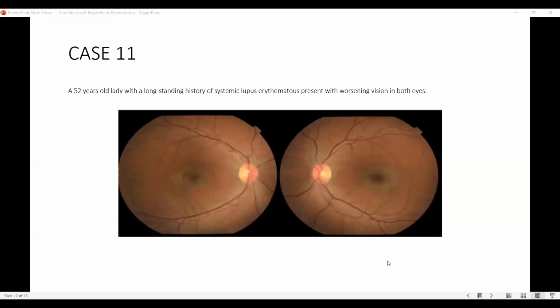Okay, then what about hydroxychloroquine? Are there any particular doses that cause this kind of maculopathy, or any duration? A duration of over 5 years at 200 milligrams per day. Yes, just 5 milligrams per kg body weight per day. If it is more than 5 years, then there is a chance of macular damage.